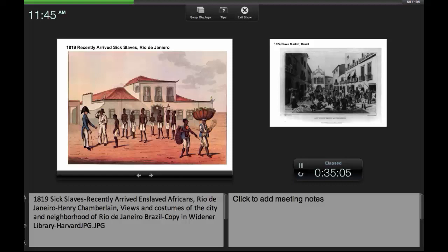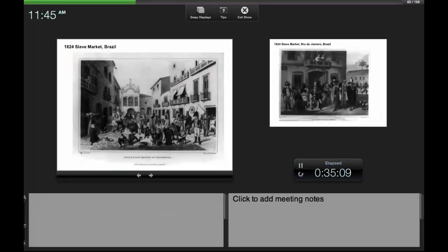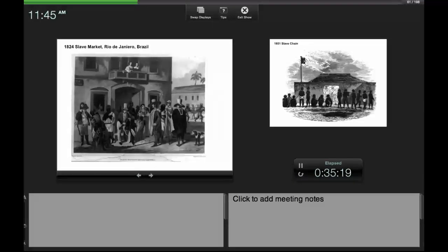Here are slaves that have arrived sick. They're getting sorted in Rio de Janeiro. Rio de Janeiro, like Charleston, its primary purpose was to import human cargo. That's how it starts. Here's a slave market. Here's another one. Now, slaves have multiple purposes.